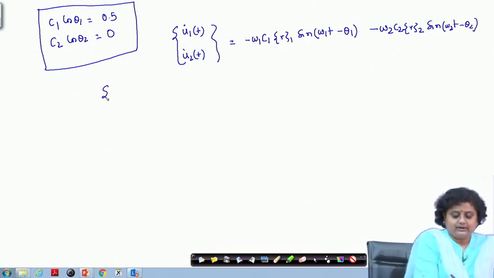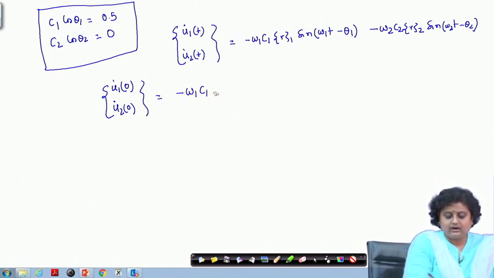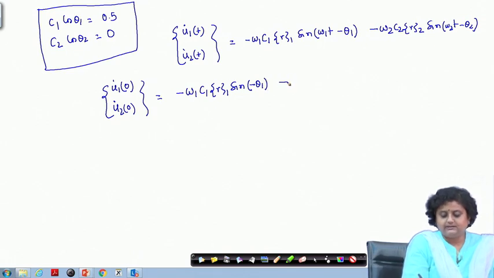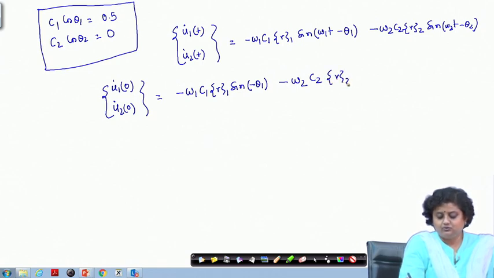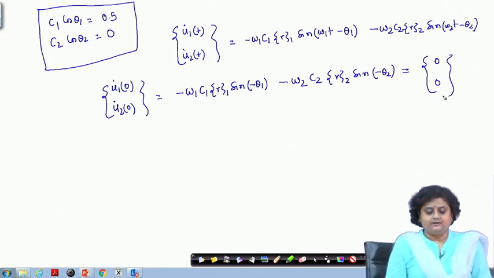So, putting the value of t equals to 0, I will get u1 dot 0 and u2 dot 0 as minus omega 1 C1 R1 into sin of minus theta 1 and then minus omega 2 C2 R2 sin minus theta 2, and that is equal to 0, 0 because the initial velocities are given to be 0.